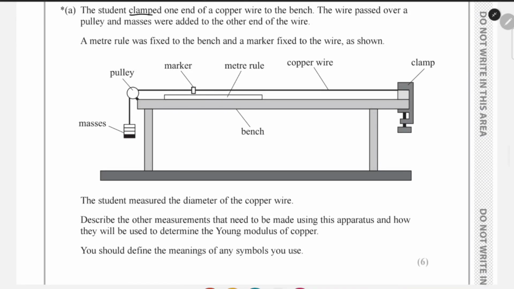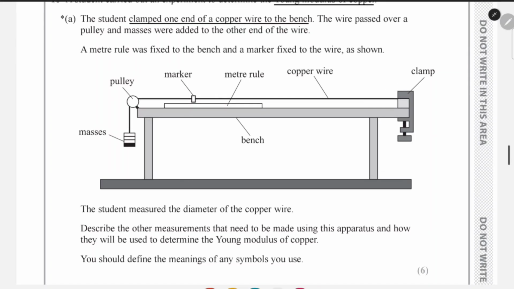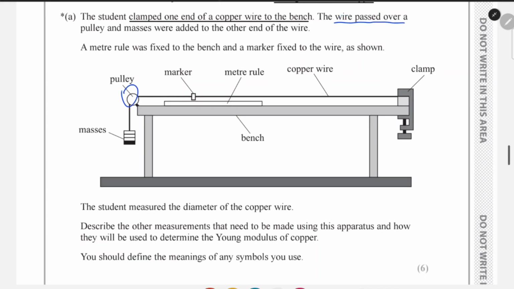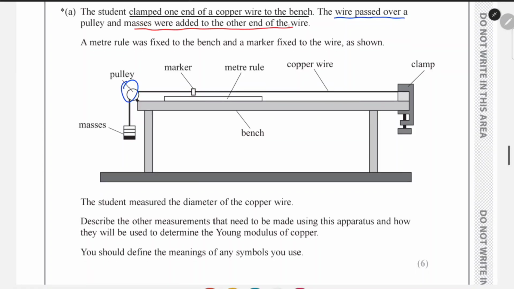So the student clamped one end of a copper wire to the bench. So this end we are talking about. And then they had a wire passed over a pulley. So this pulley over here. And masses were added to the other side. So we're talking about this.